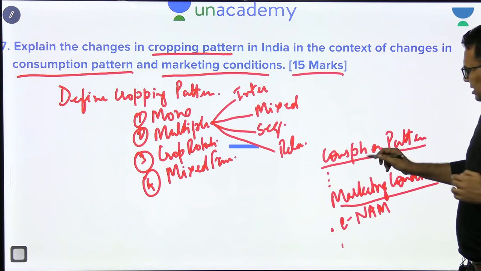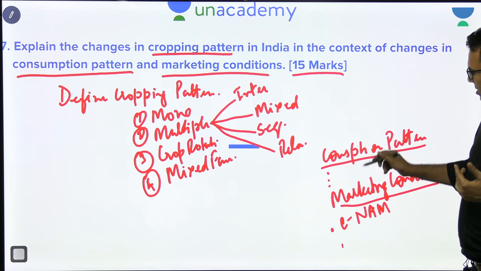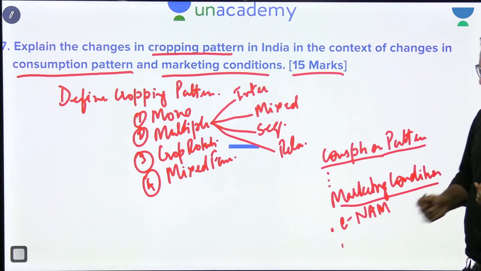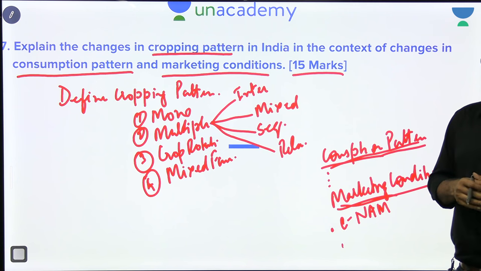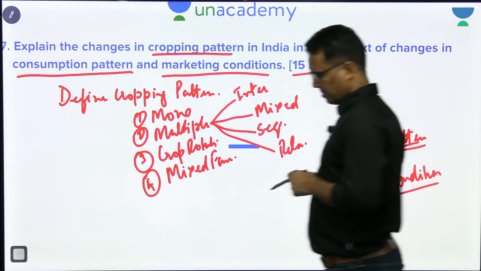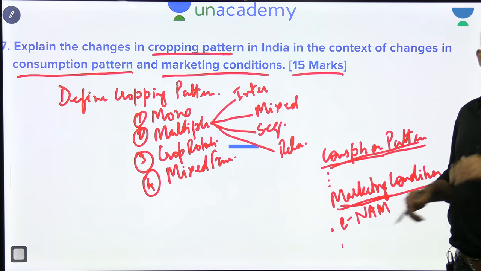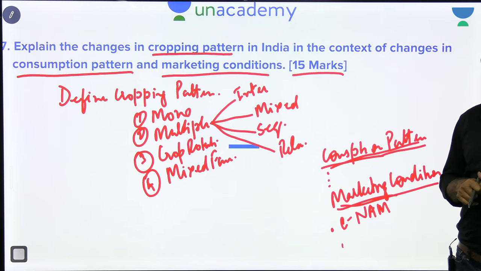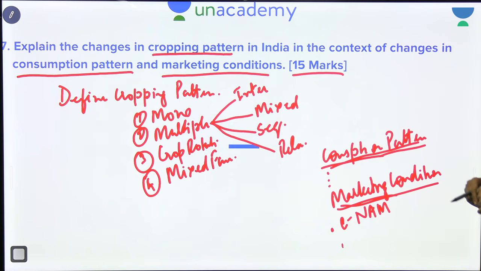So certain things are being driven by them, and certain things may be common, but most of the cropping pattern is driven by consumption or marketing. And in every case, you must write the example also. How will you conclude?